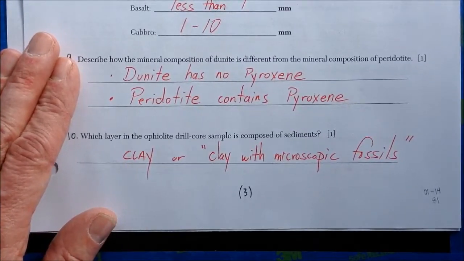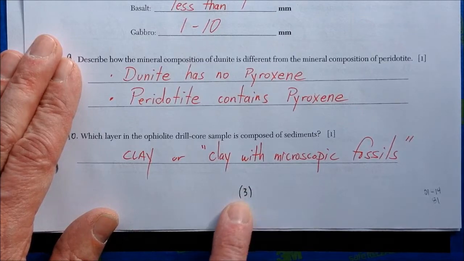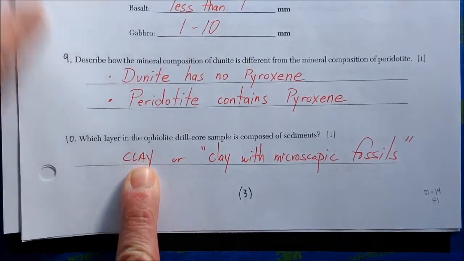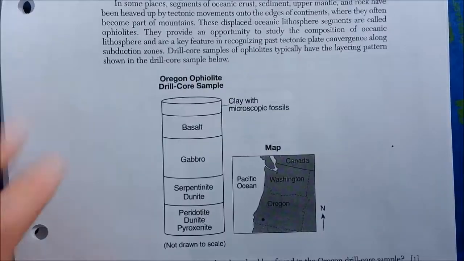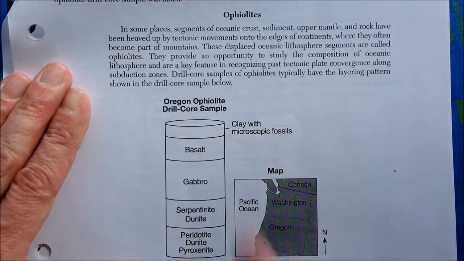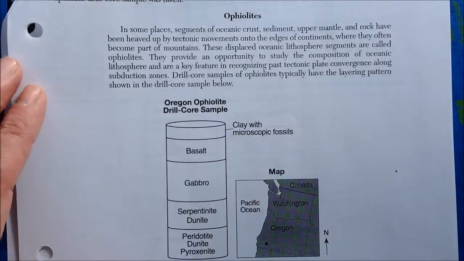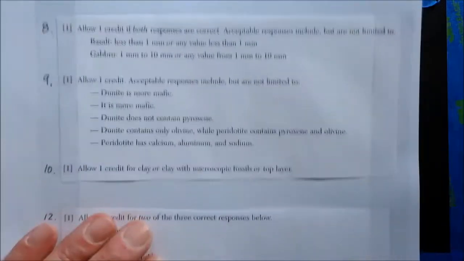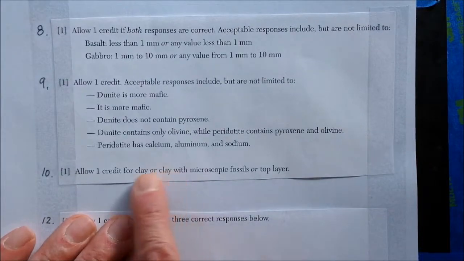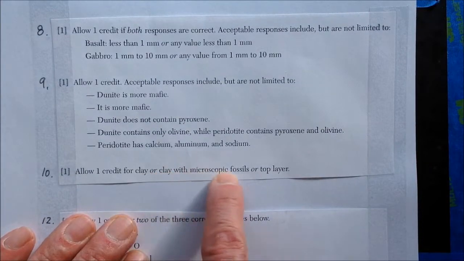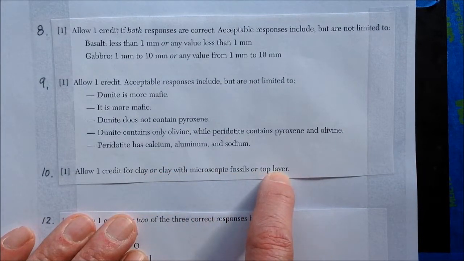Okay, next one. 10. Which layer in the ophiolite drill core sample is composed of sediments? So you could say the clay layer or the clay with microscopic fossils layer. That's what I had written. And it's this right here. And that's just something that you kind of need to know. And for instance, I'll put the Regents answer key again up here. And what they have here for 10, it says allow one credit for clay or clay with microscopic fossils, or they took top layer as well.